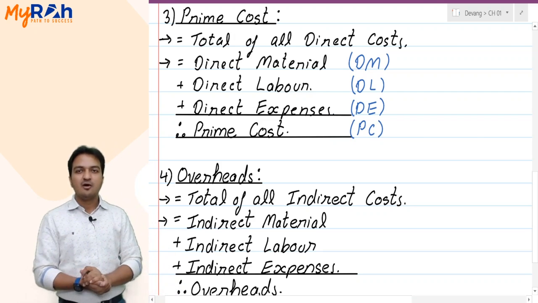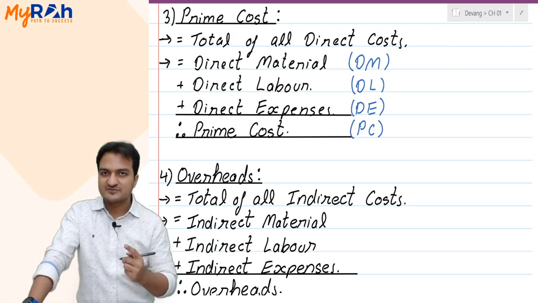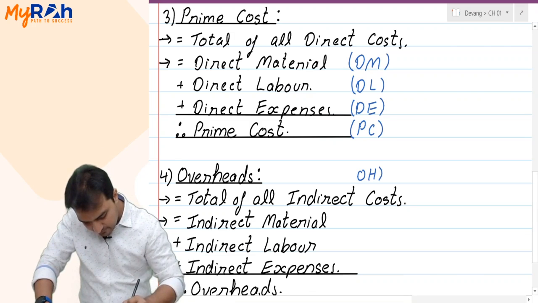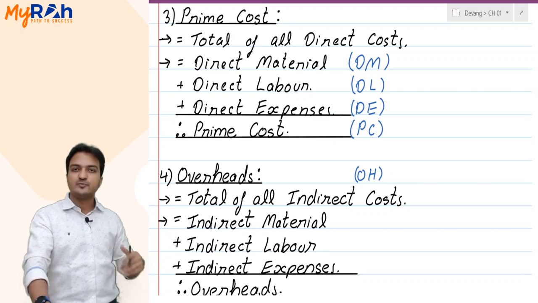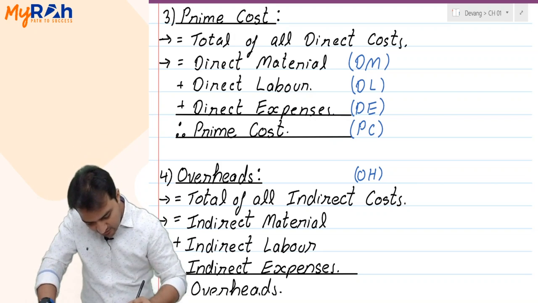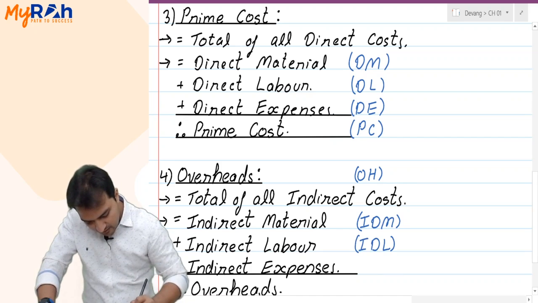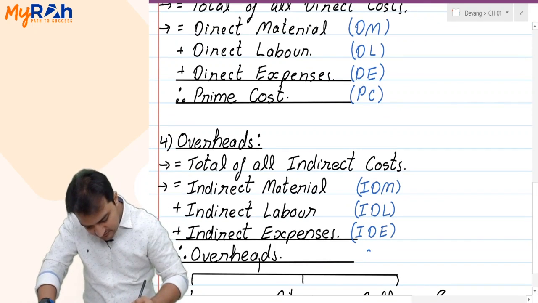That is prime cost. Overheads is another name you need to know. Overheads will be the total of all indirect costs. Total of all items of indirect cost, I will name as overheads. I will call that OH, overheads, which means indirect material plus indirect labor plus indirect expenses. Expenses means other expenses. Now you already know the examples of all those items. So I'll just use short names like this. Indirect material, I will call IDM. Indirect labor will become IDL. And indirect expenses, other expenses, will become IDE. So the total is now called overheads, OH.